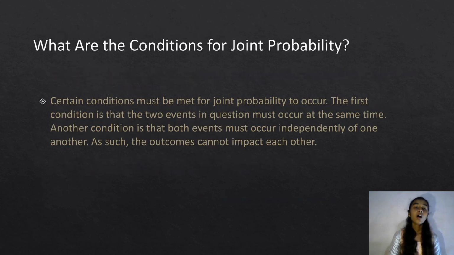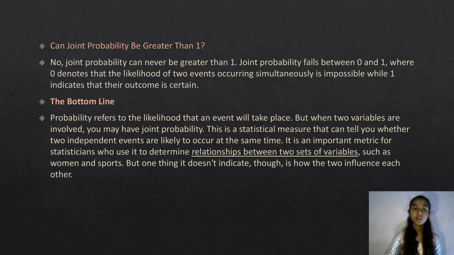Next, what are the conditions for joint probability? Certain conditions must be met for joint probability to occur. The first condition is that the two events in question must occur at the same time. Another condition is that both events must occur independently of one another, such that the outcome cannot impact each other. Can joint probability be greater than 1?